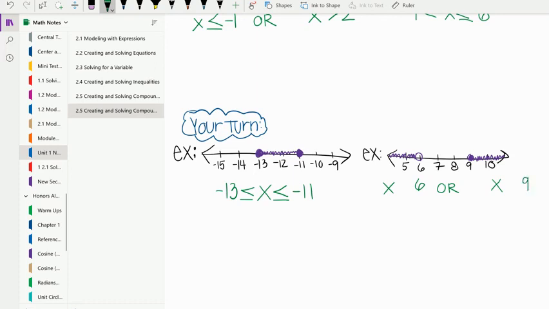So it's shading everything less than 6. So I'm going to use the less than symbol. And I don't need a line because it's not equal to, since it's an open circle. And then on this side, it's shading everything greater than 9. And I would need a line underneath because it is equal to 9. So that is everything for Unit 1 officially.